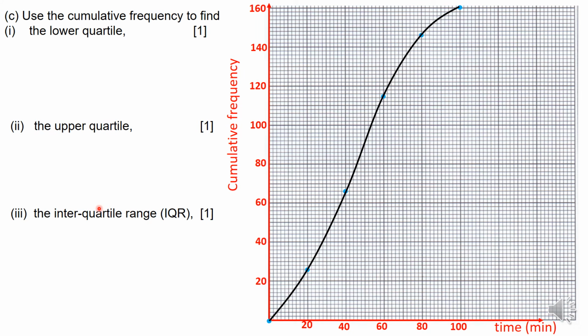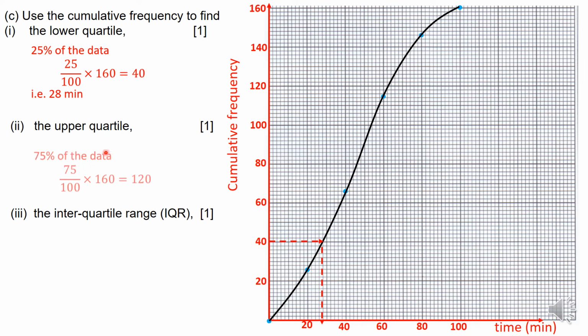Let me go back to part C and start answering. The question says, use the frequency. Now you use your graph. And you are going to use your graph to find the lower quartile. Remember I said lower quartile is 25% of the data. 25% of 160 is 40. So I'm going to go to 40 learners, and I'm going to read down because I want to find the time. When I read down, I'll realize that I get 28 minutes. So you have to use your graph to find that.